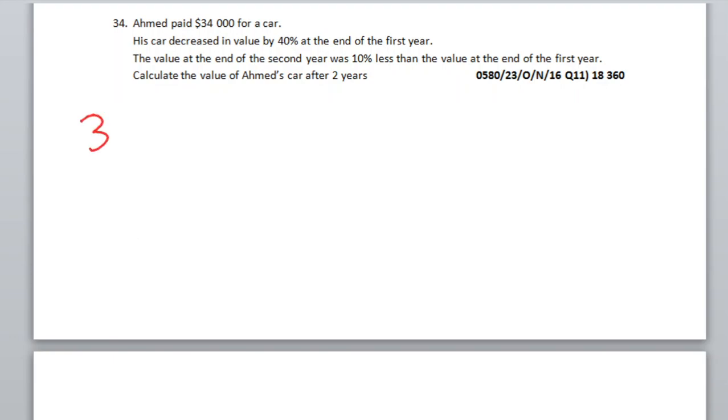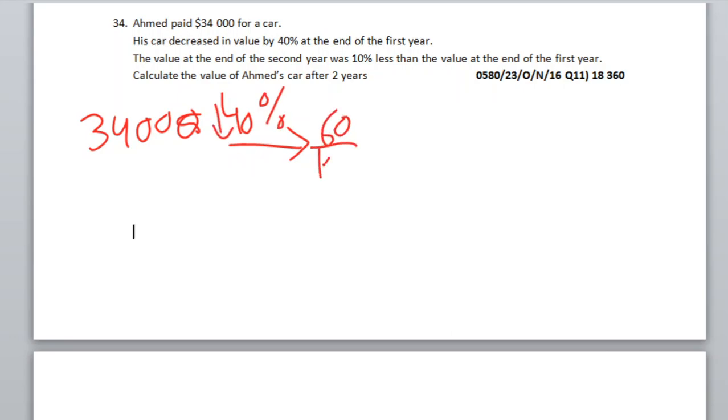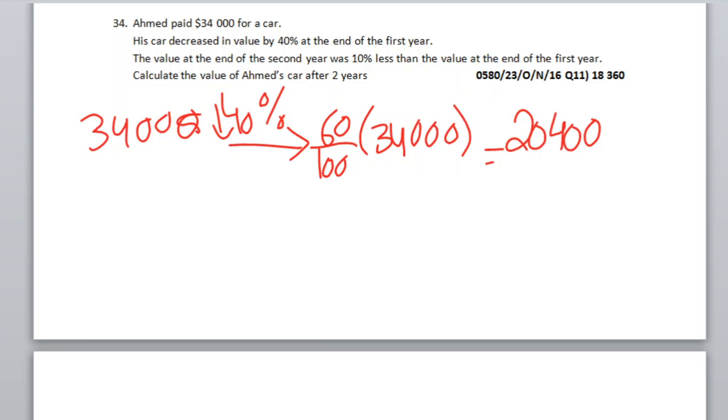So he bought it for $34,000, and at the end of the first year the price goes down by 40%. So that means we have to find 60% of 34,000 to get the remaining value. 60% of 34,000 is 20,400. This is the price at the end of the first year.